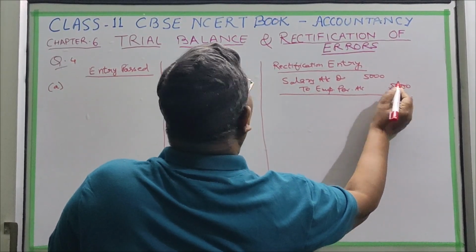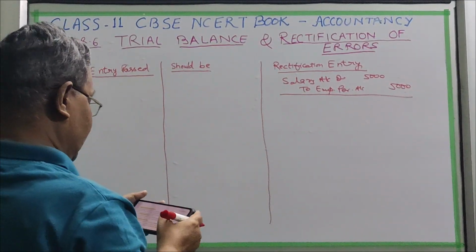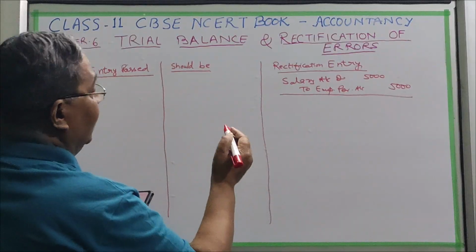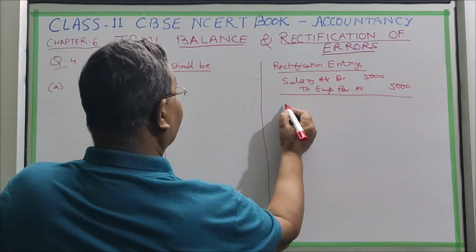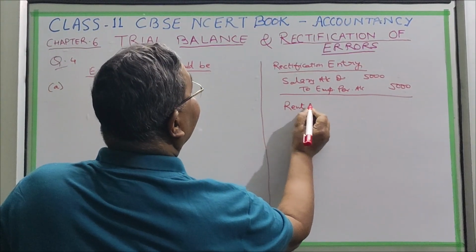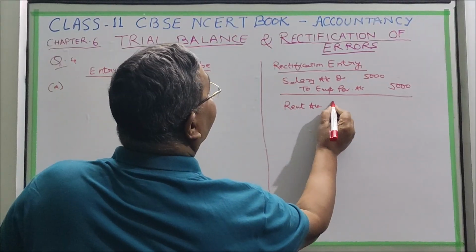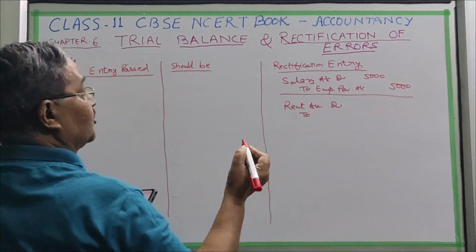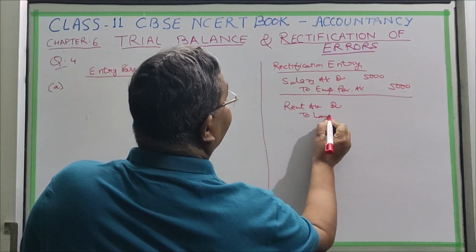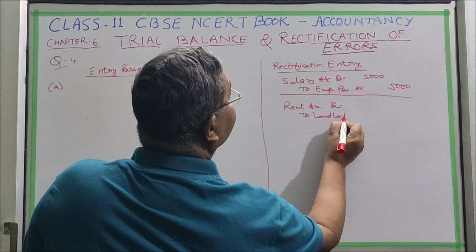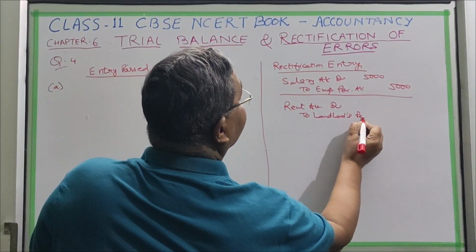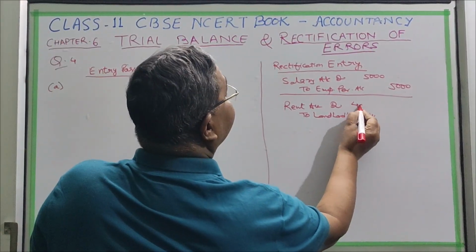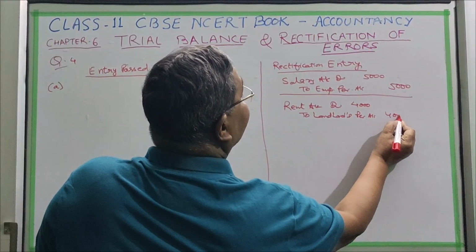Because it is very clear, I am not writing here. Rent paid 4,000 was posted to landlord's personal account. So now you debit rent account. Rent account debit, to landlord's personal account. Personal account 4,000, you credit it to him.